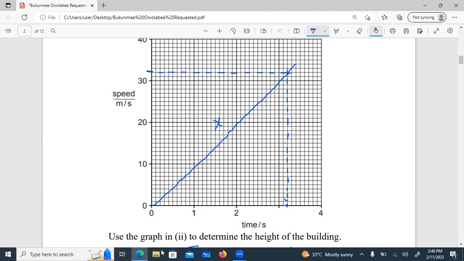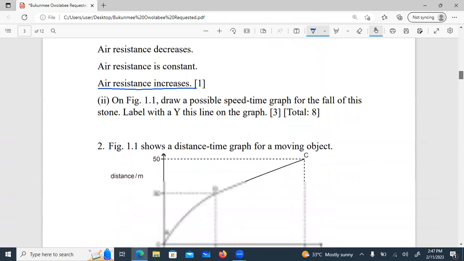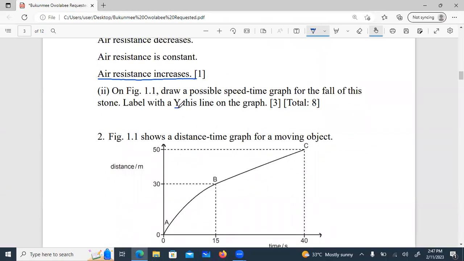Now, as for the stone that is influenced by drag, the speed of that stone will begin to increase more and more slowly until the stone attains a uniform speed, which is called the terminal velocity. So this is what the graph of the stone affected by drag would look like. This is the curve, and we label it with the letter Y, just as the question requires. Label it with the Y, and that's it.